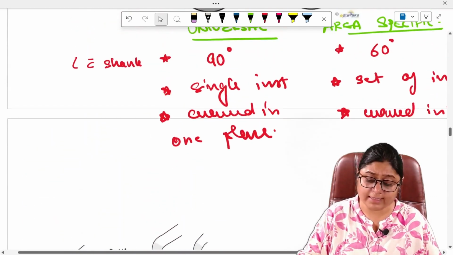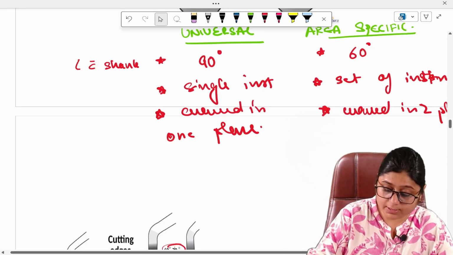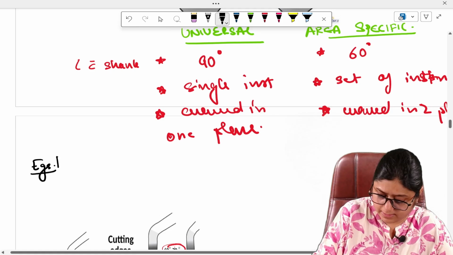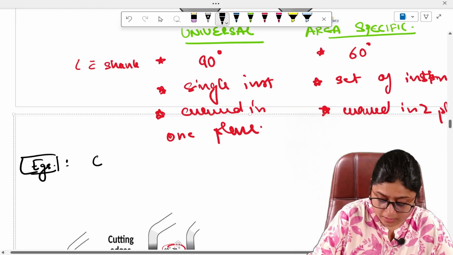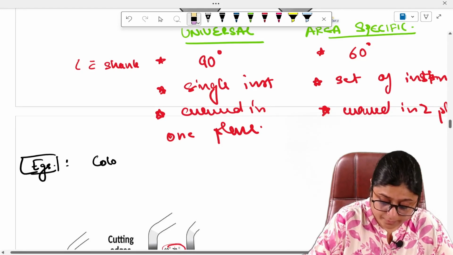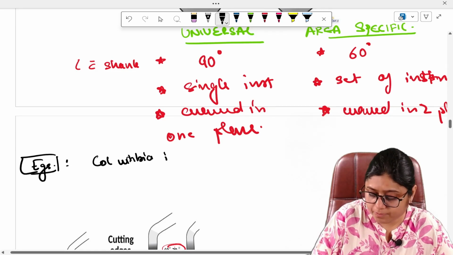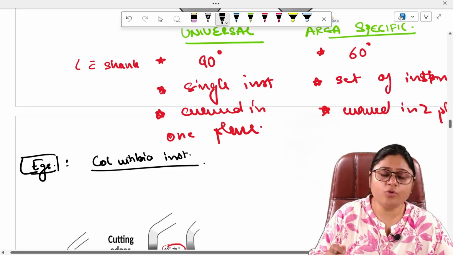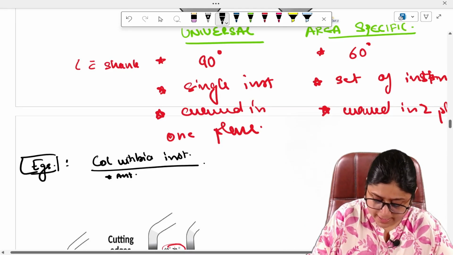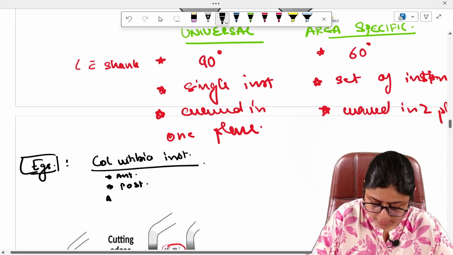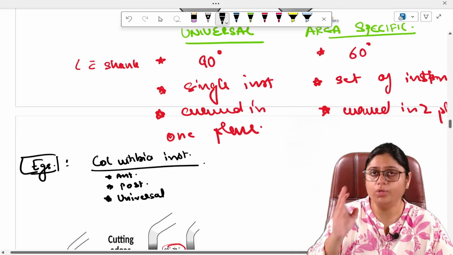Now let us see the examples of the universal curette, and how you can remember them. First you have to remember the word Columbia. Columbia instruments. There are different Columbia universal curettes, which are Columbia anterior, Columbia posterior and Columbia universal. This is the example of the universal curette.